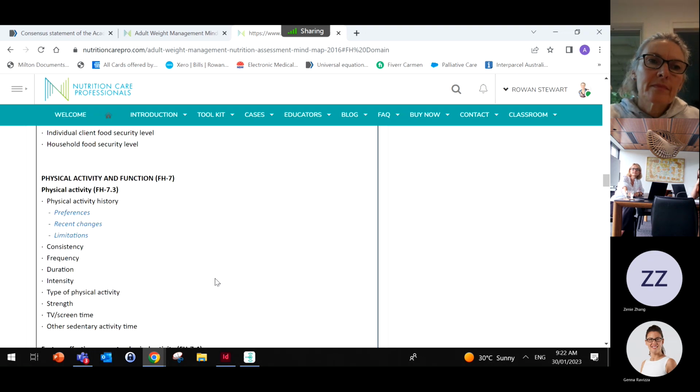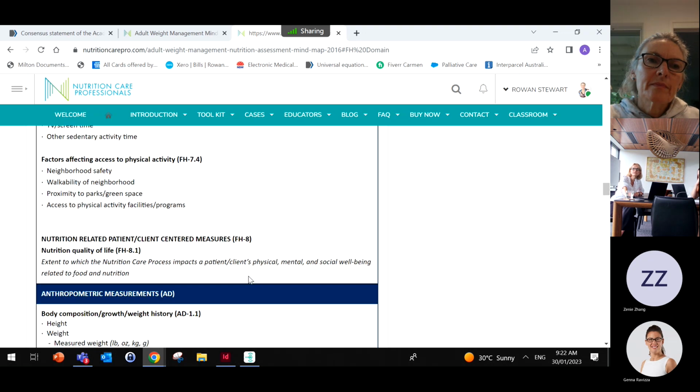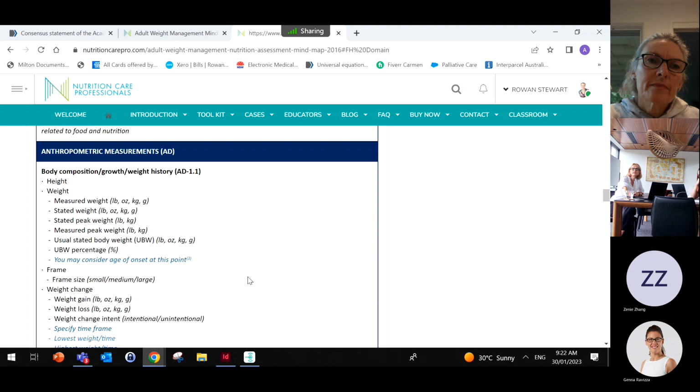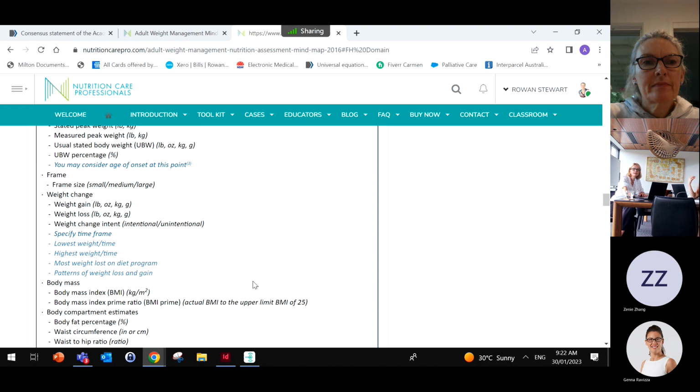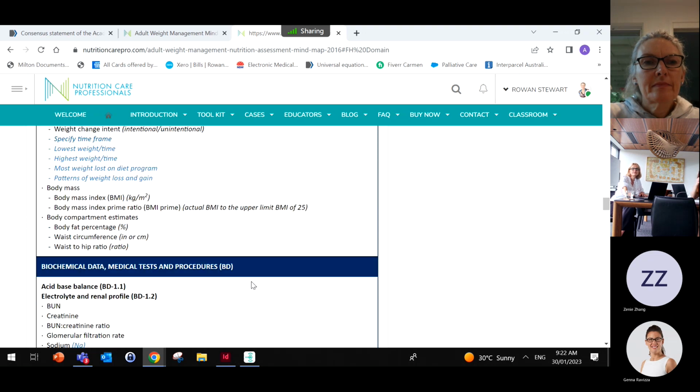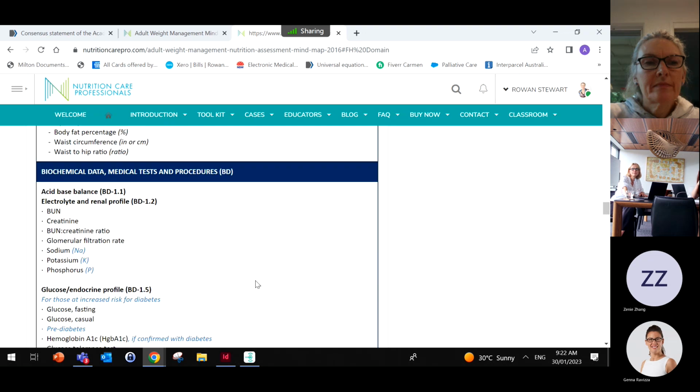We focus on physical activity and function, so that's the frequency, duration, and intensity of their exercise, and then into the anthropometric data that you will be gathering for a patient with weight issues. Obviously height, obviously weight. You'll be considering their frame size, their body mass index, and even body compartment estimates.